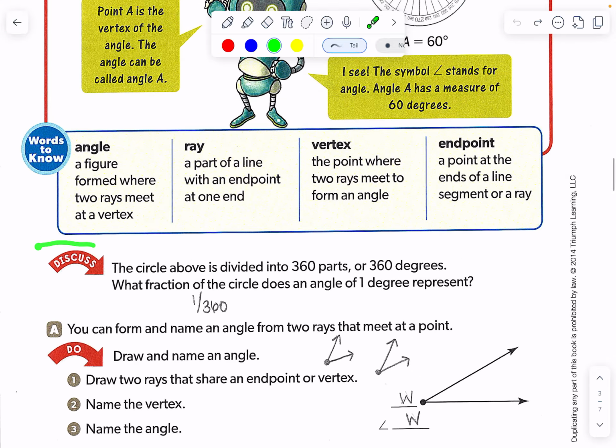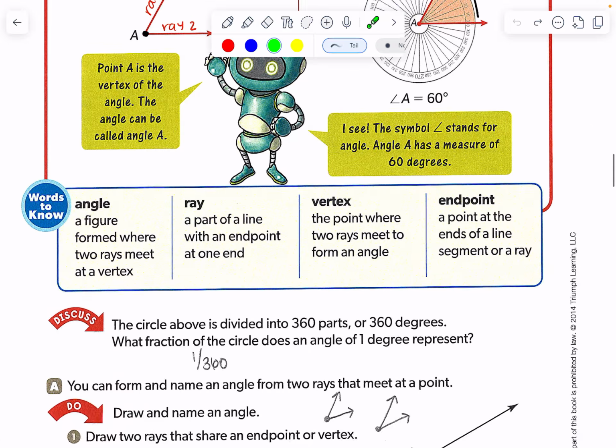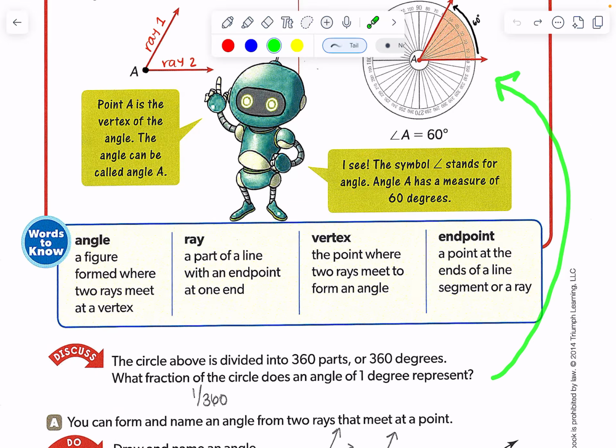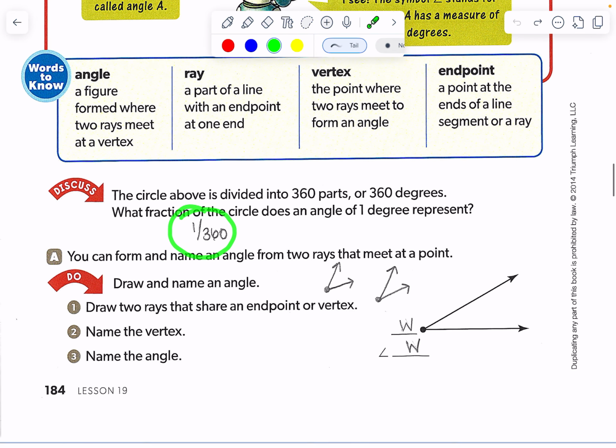So then you can launch them into a 1-minute discussion in their table groups or with the turn and talk buddy. It says that the circle above is divided into 360 parts or 360 degrees. They are talking about this image right here. What fraction of the circle does an angle of 1 degree represent? So there are 360 parts altogether. And it says, what fraction of the circle does an angle of 1 degree represent? So that should be 1 over 360.